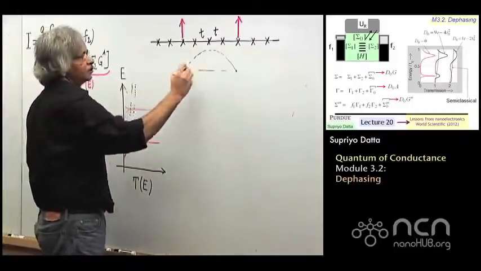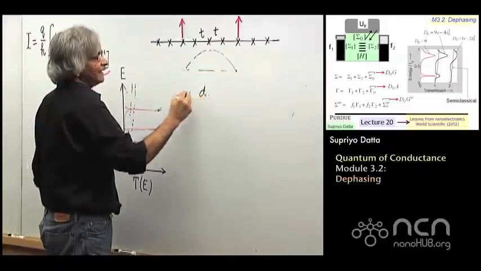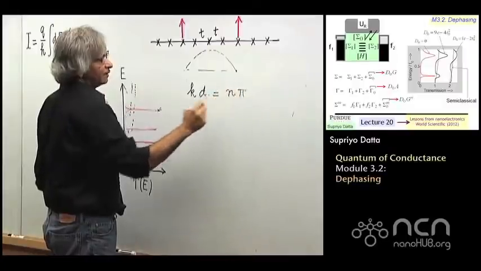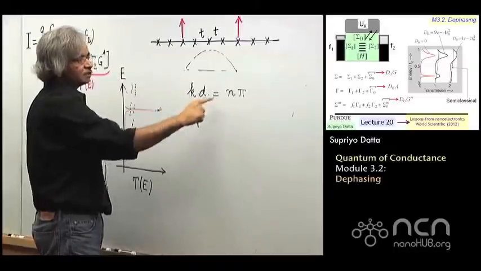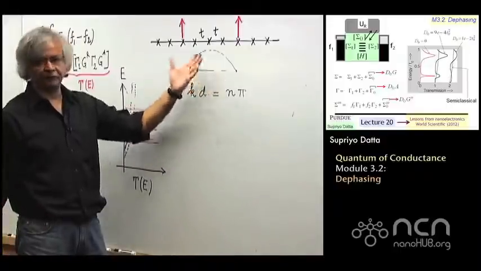So the argument usually would be that if this distance is, say, d, then k times d should be equal to some integer times pi, because k is like 2 pi divided by the wavelength. So this is equivalent to saying that this distance should be some multiple of half a wavelength.